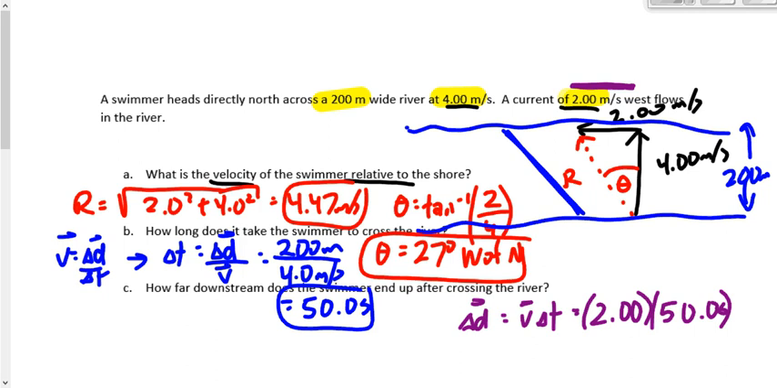Now, we talked about this a little bit yesterday. I can't mix and match velocities and displacements. So the velocity for B is completely different than the velocity for C. So is the displacement. But the time is going to be the same. How come I can make time the same for X and Y, but I can't make velocity or displacement the same for X and Y? Yep. Because time is a scalar and velocity and displacement are vectors. Good. So 2 times 50 gives me 100 meters. So I end up 100 meters downstream.